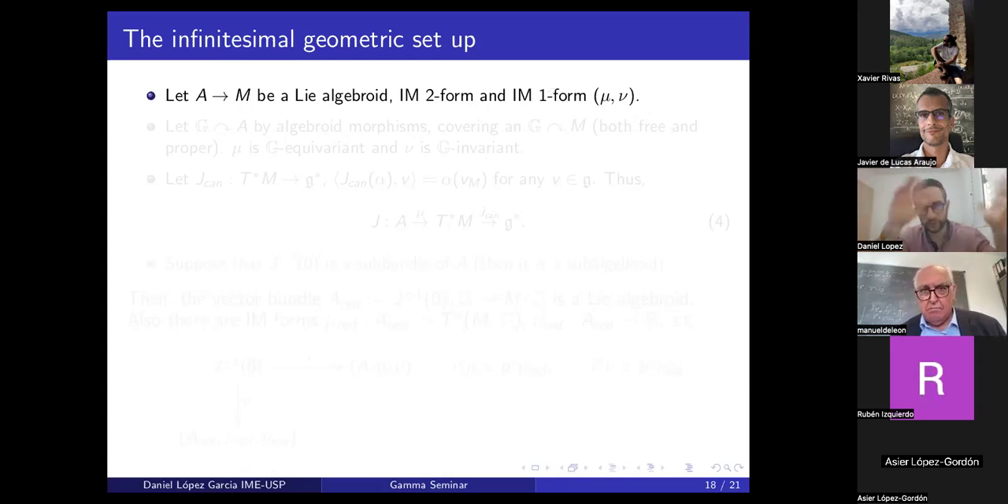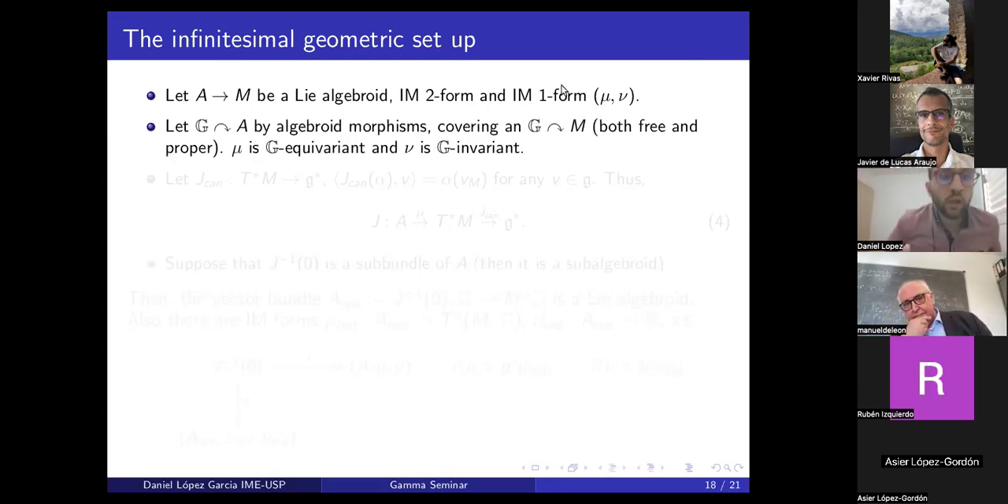So this is a different point of view. Instead of considering a Lie groupoid, I just consider the infinitesimal information, just the algebroid with this infinitesimal form satisfying this equation 1, 2, 3. So now I'm going to consider some symmetries at the infinitesimal level. This is an action of a Lie group G on A by algebroid morphisms, covering an action of G on the base N. Again, I'm going to consider this action free and proper.